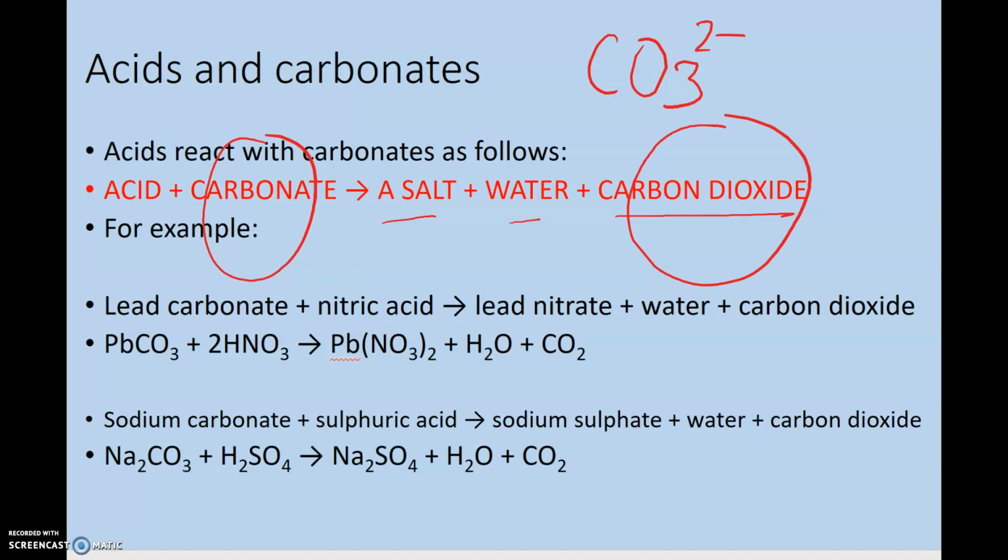Let's go through the example. I have got lead carbonate with nitric acid. Now, if you look at the previous slide, it will make a lead nitrate because I start with the nitric acid. Now, if you look at the carbonate part, it'll give you the carbon dioxide and water. Another example is sodium carbonate, this time with sulfuric acid. So again, the sodium and sulfuric acid will make a sulfate salt, and the remaining structure will give you water and carbon dioxide.